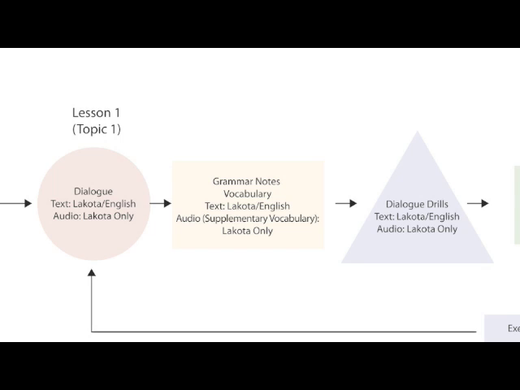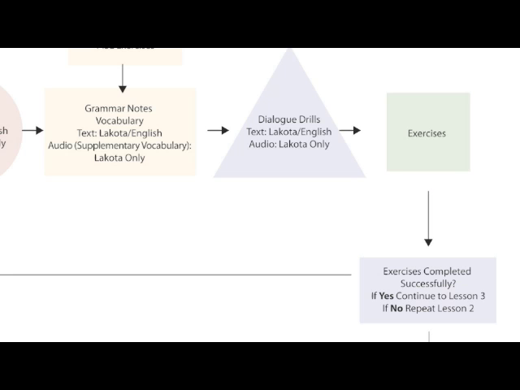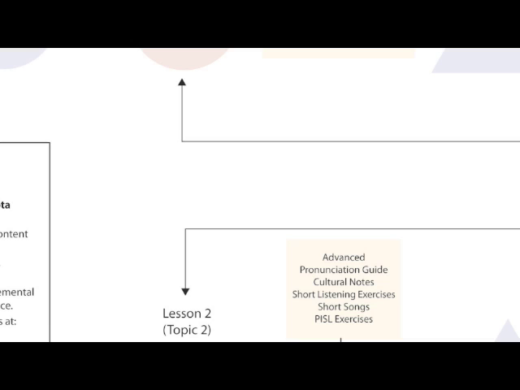Now, the first lesson is going to be a dialogue in Lakota only, in the target language only, with the text in Lakota and English, then grammar notes, vocabulary to supplement the dialogue, and then drills to supplement the dialogue, or based on the dialogue, expanding on it. Then, of course, there are going to be exercises. Now, if the student completes the exercises successfully, then they'll move on to lesson 2, but if not, they'll go back and repeat until they can do it smoothly, just because mastery is the most important thing. And here you can see the flow chart.